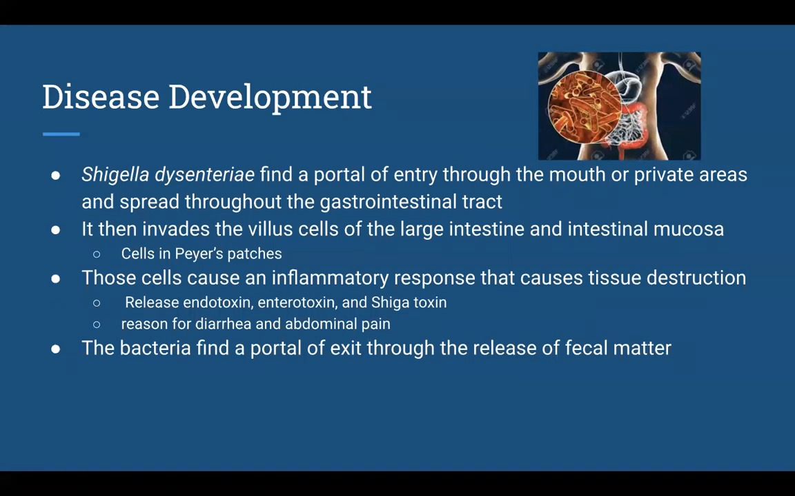Shigella dysenteriae finds a portal of entry through the mouth or private areas, as mentioned above. Pathogenesis: it spreads through the gastrointestinal tract. It then invades the villus cells of the large intestine and the intestinal mucosa. Those cells then cause an inflammatory response that causes tissue destruction. As mentioned earlier, too, the virulence factors are a big cause of that, with the release of endotoxins, enterotoxins, and the cytotoxin. And that is also the reason why one of the main side effects of this disease is abdominal pain, also diarrhea. The bacteria then find a portal of exit through the release of fecal matter.